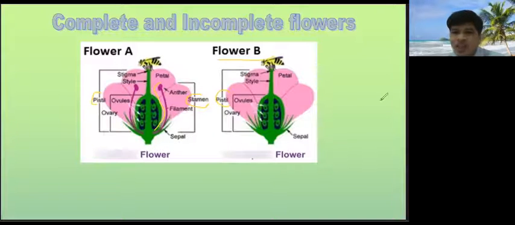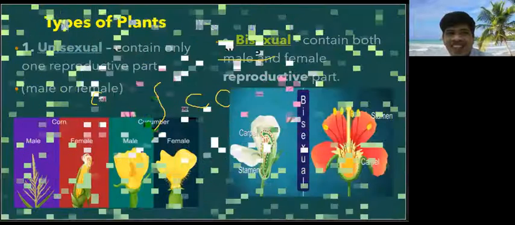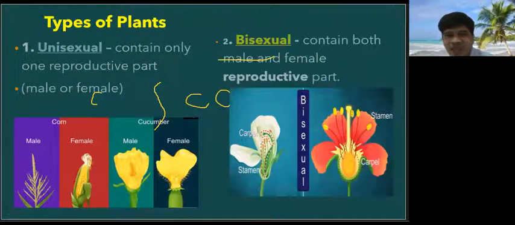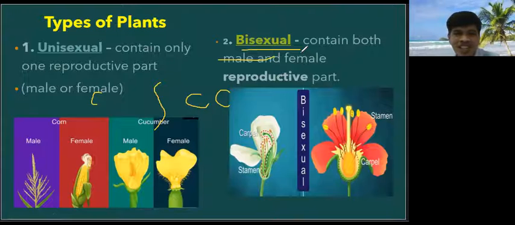What's the other word for complete flower? It's called bisexual. Unisexual is an incomplete flower and bisexual is a complete flower, right? Easy to remember, Jamika. Do you have a question?